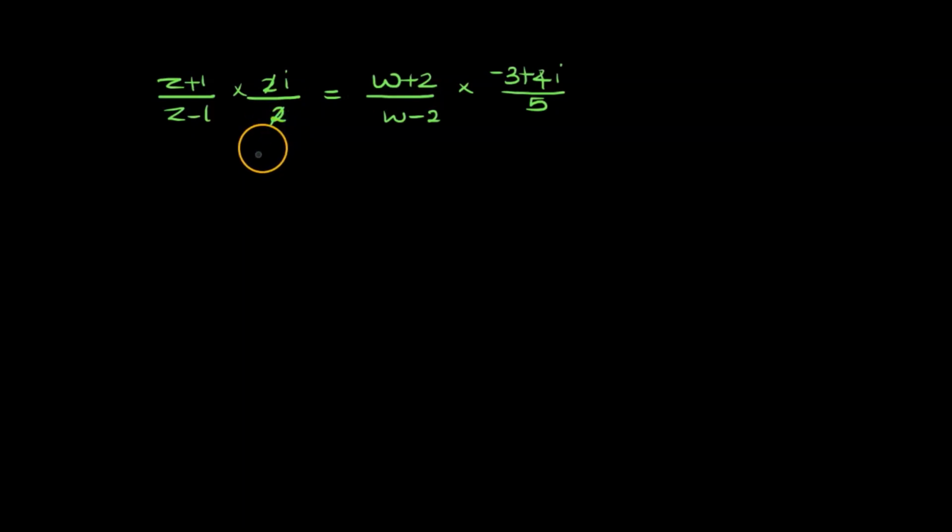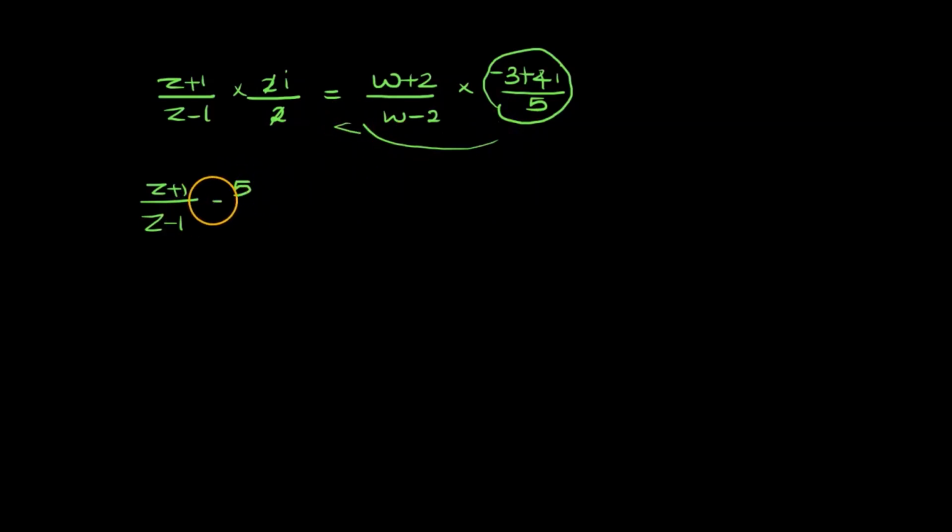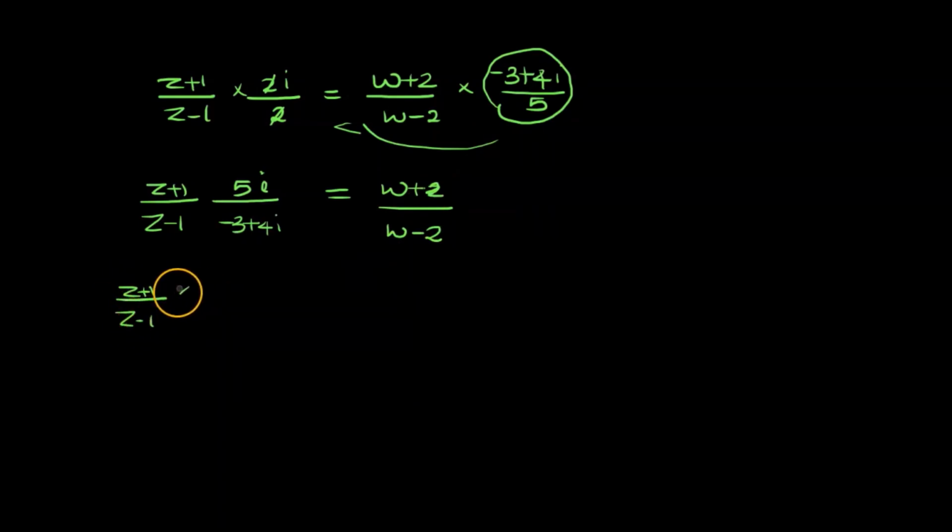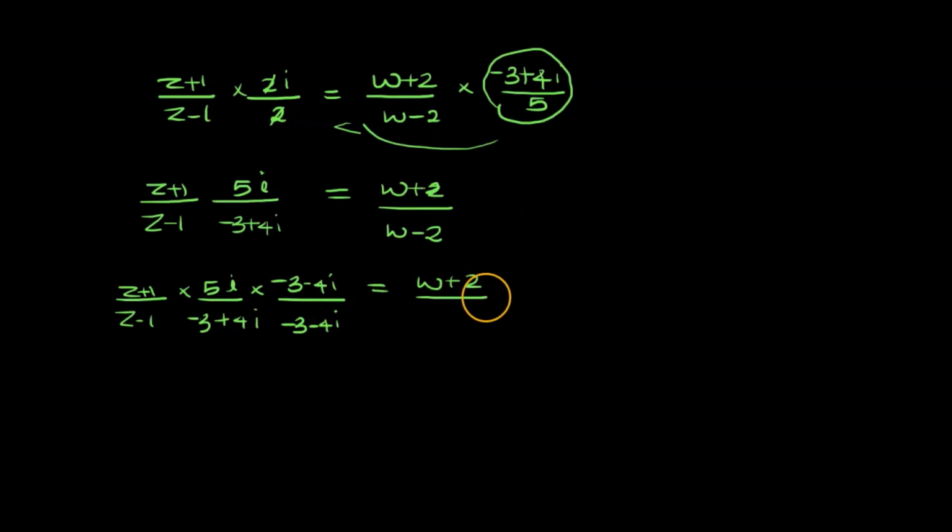So this 2 cancels. What we get? (z plus 1) divided by (z minus 1). Take this term to this side. What that? 5 by (minus 3 plus 4i), already here an i, (w plus 2) by (w minus 2). Okay. Now (z plus 1) by (z minus 1), 5i by (minus 3 plus 4i), multiply with the conjugate of the denominator, (minus 3 minus 4i) divided by (minus 3 minus 4i), (w plus 2) by (w minus 2).